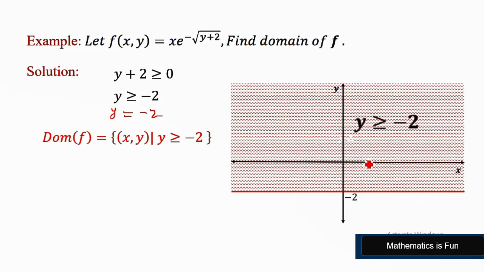So here we have the domain of the function, and there is no restriction on the values of x. All the values of x are included. You can see here all the values of x are included in its domain. So the only restriction was on the values of y. So this is the domain of the given function.